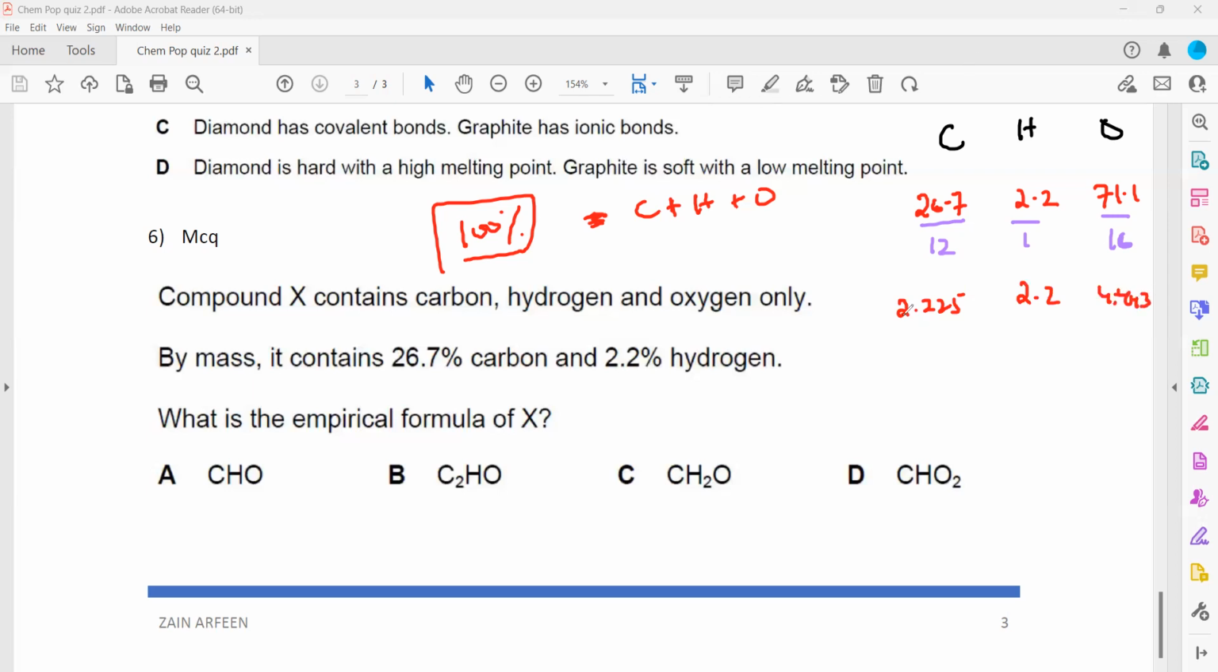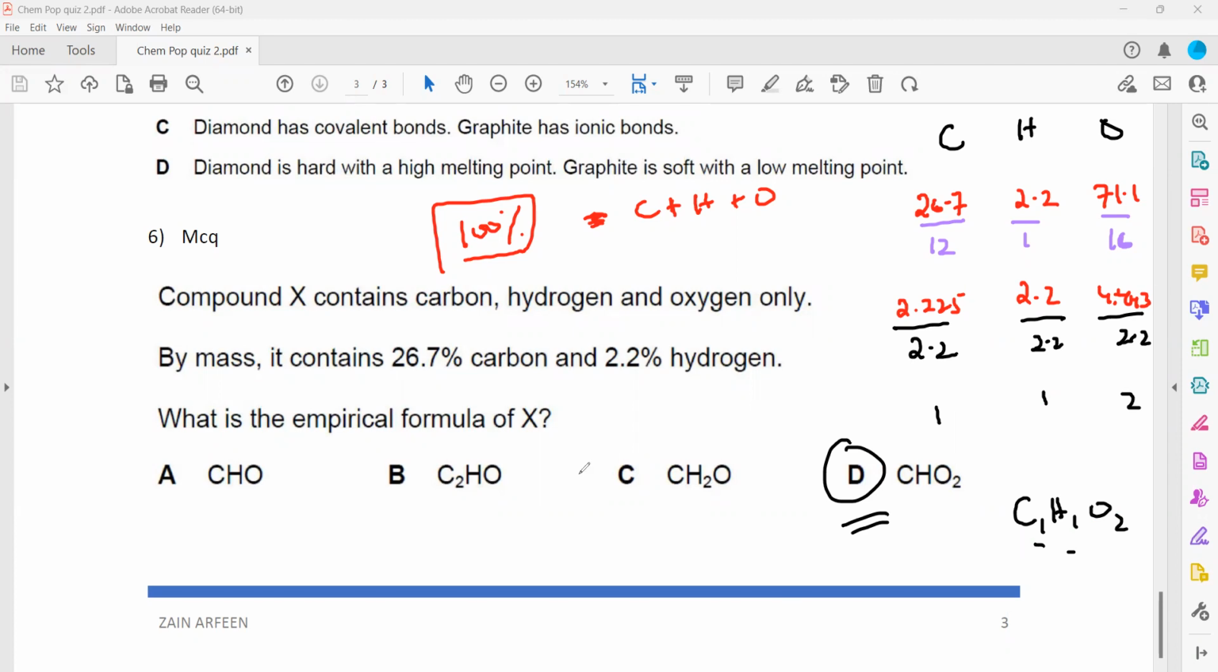Now, step 2, divide by the smallest value in the combination. So we divide all of them by 2.2. So this will be approximately 1. This is approximately 1 and this will be 2. So what is the empirical formula of this compound which contains carbon, hydrogen and oxygen only? It contains 1 carbon, 1 hydrogen and 2 oxygen, or we can write CHO2. So D will be the right answer.